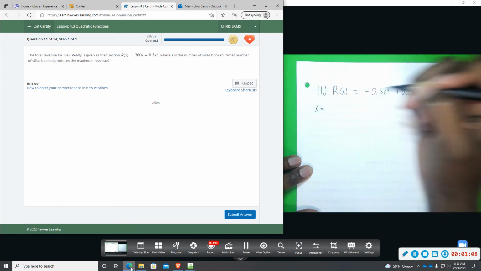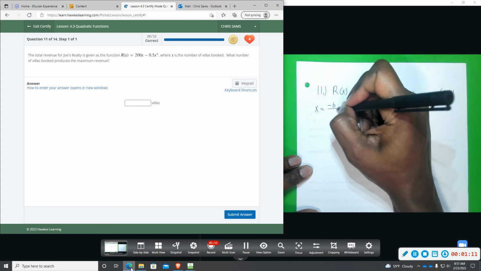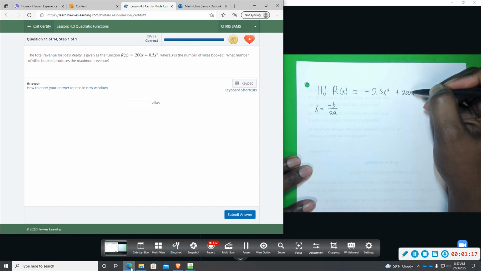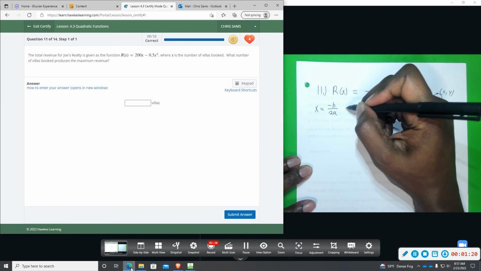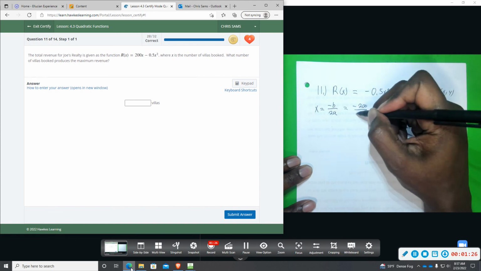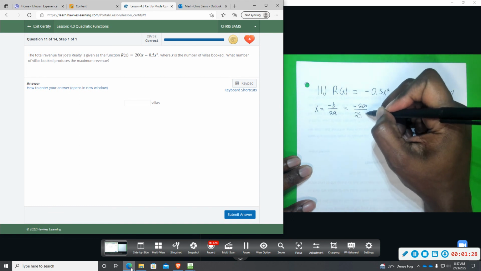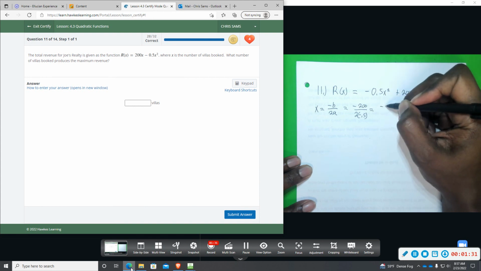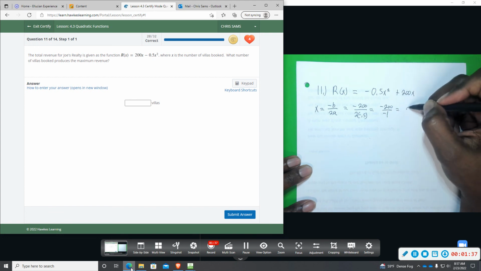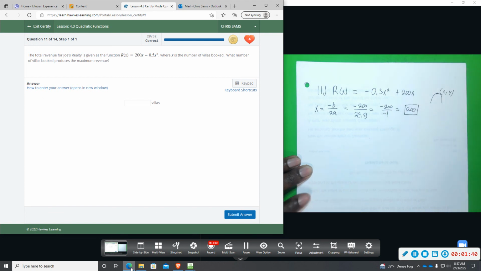The x coordinate is equal to negative b divided by 2a. Okay, and b is 200, so I'm going to plug in a negative 200 divided by 2a, 2 times a negative 0.5. So this simplifies to negative 200 divided by a negative 1, which just gives us a positive 200. So 200 is going to be the maximum. It's going to provide the maximum revenue if you can book 200 villas.